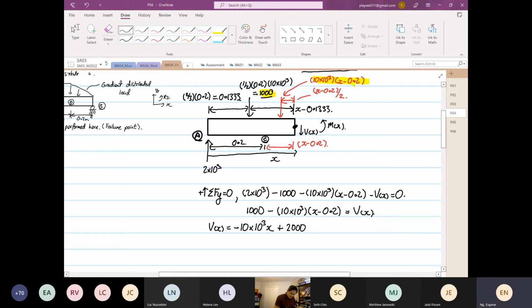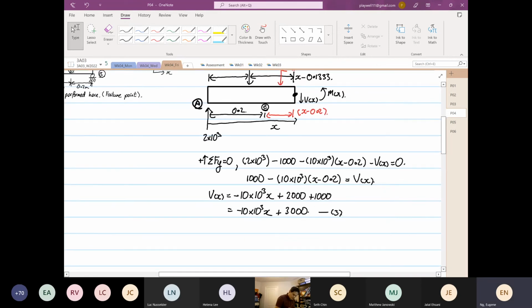Okay, and then plus by 1,000. So this is equal to minus 10 times 10 to the power 3 x plus by 3,000. Okay, now this is our equation number 3. Now, how do we know that this equation is right or wrong? Okay, so we can check.